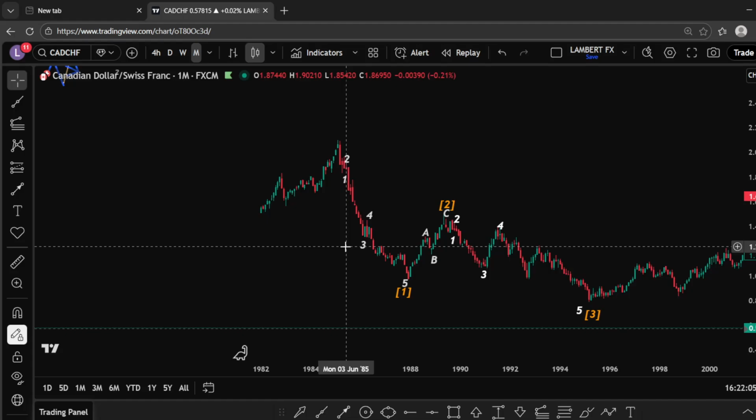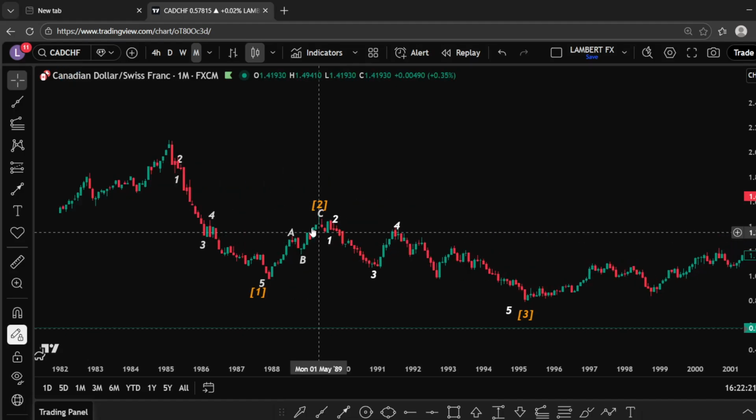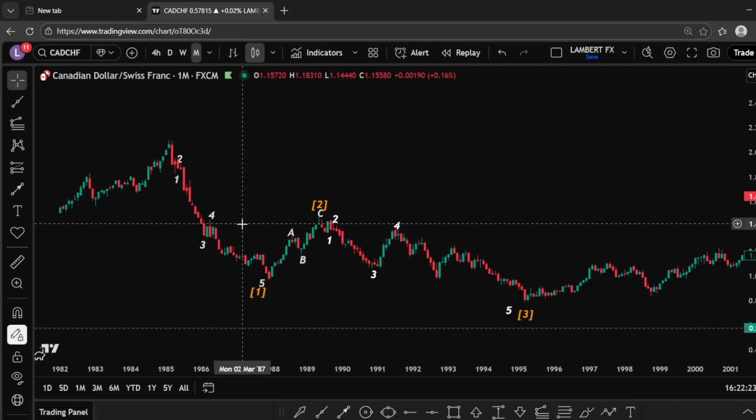You can go down to 1 minute, although I don't trade those 5, 10, 15 minutes. But if you drop down to the lower time frames, this is what you see. The market moves in waves.